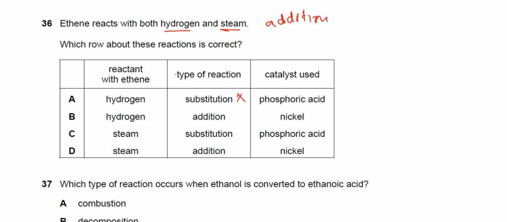So I'm not choosing this. Reacts with hydrogen, yes. Type of reaction, addition, yes, and we need nickel as a catalyst, yes. Steam, substitution, wrong. Steam reacts with ethene, yes. Reaction is addition, yes. The catalyst nickel, no. So which is the correct option? Only B. Understood? Because all of the points are correct.